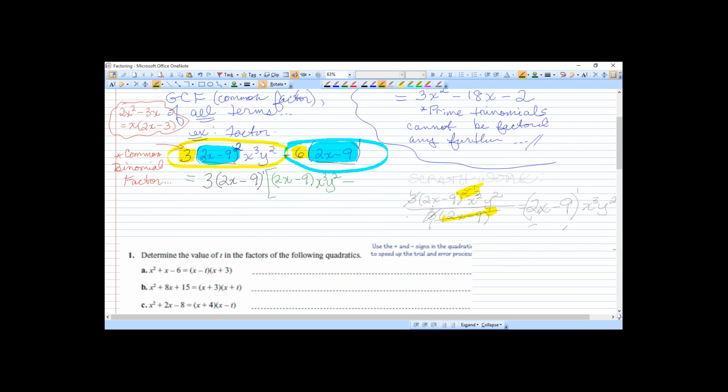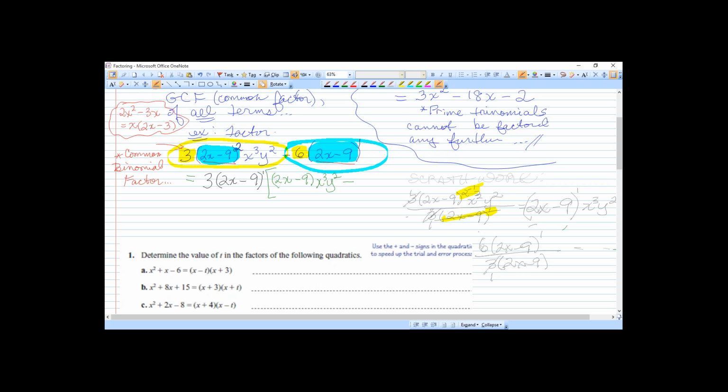This is a good warm-up problem, huh? Okay, so here we go. Let me get my bearings here because I'm writing in gray, I can hardly see. All right, so we'll have the 6, 2x minus 9 to the first power, and we're factoring out, so you divide that off by whatever you're factoring out, which is the 2x minus 9.